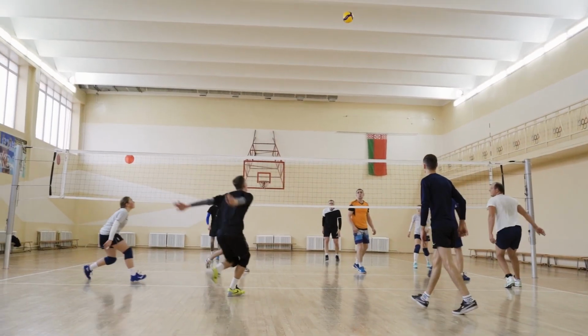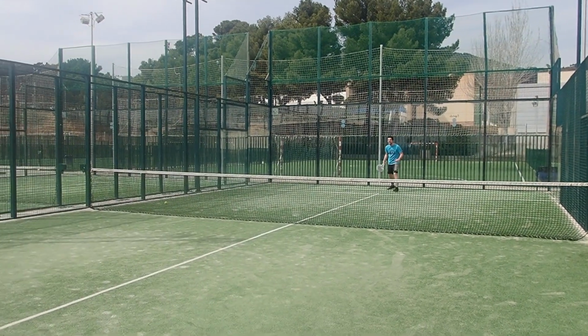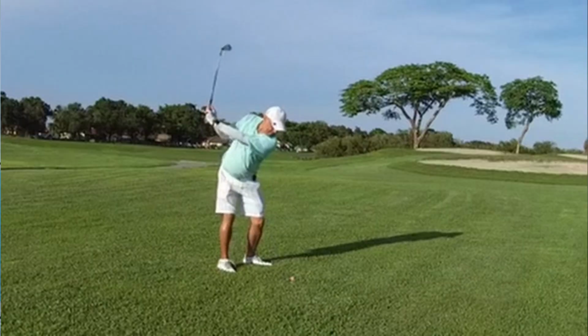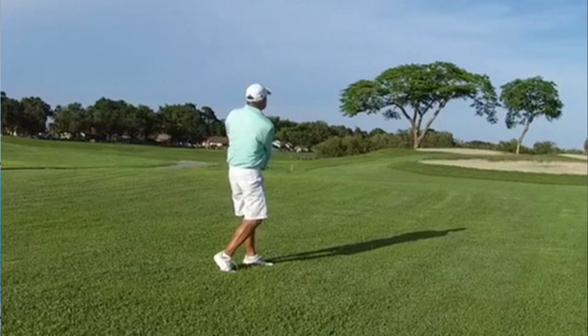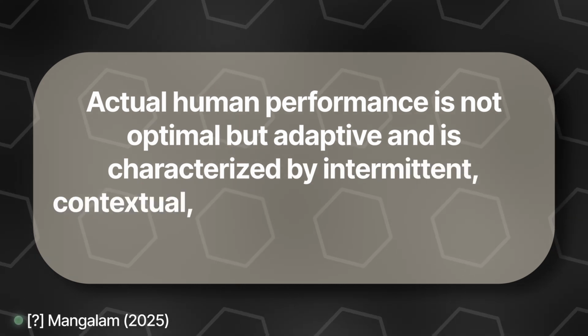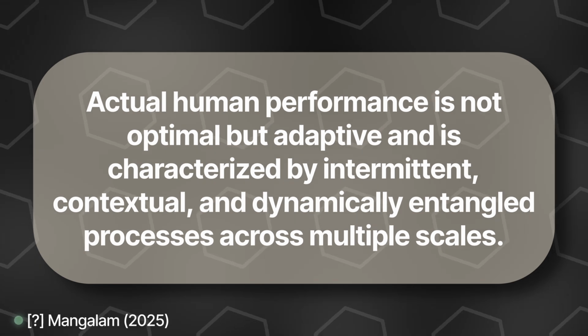But as discussed earlier with the hammer study, each movement is unique. With the volleyball study, each movement should be practiced in context. Then with the tennis study, learning changes with the constraints used. The golf analysis, everyone finds different effective solutions. And when we consider the optimal movement solution myth, the authors argue actual human performance is not optimal, but adaptive and is characterized by intermittent, contextual, and dynamically entangled processes across multiple scales.